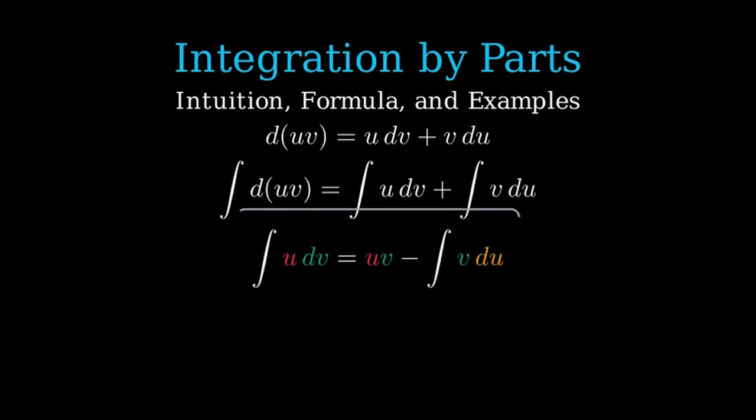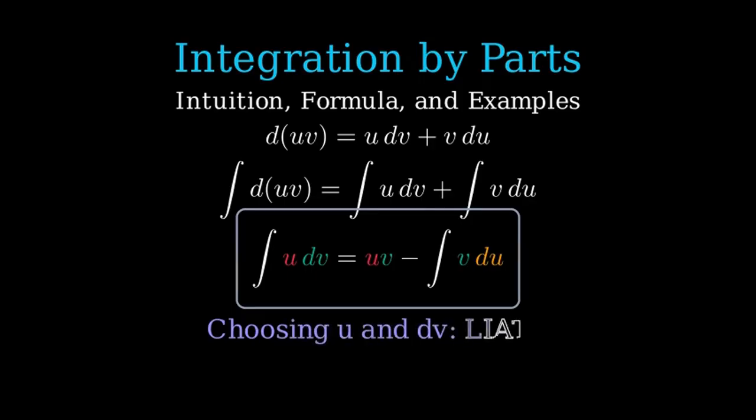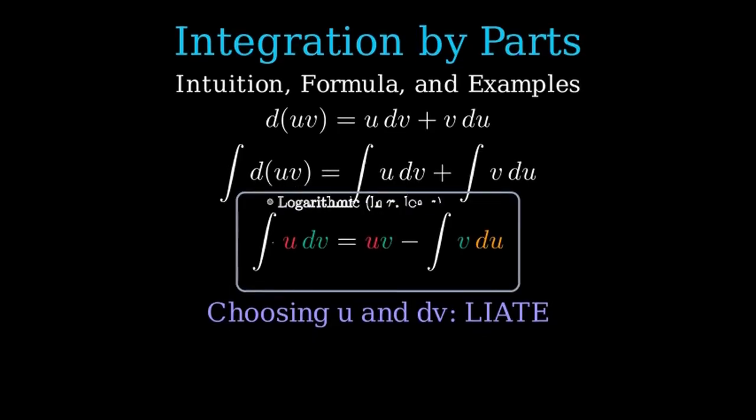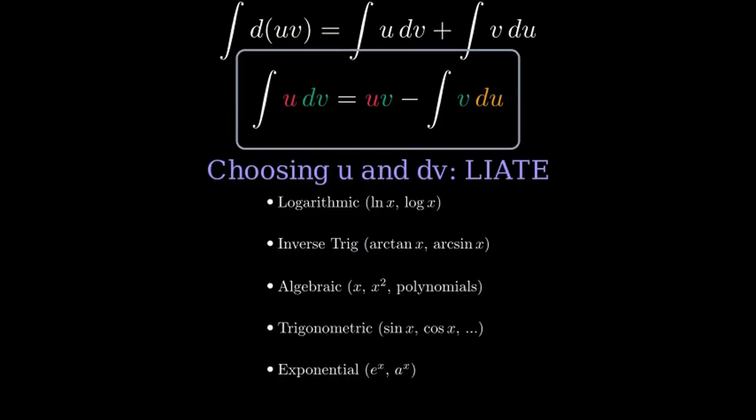Here, u and dv are your choices, and v is the antiderivative of dv, while du is the derivative of u times dx. A common question is, how do we choose u and dv? A helpful memory aid is the ILATE guideline: logarithmic, inverse trig, algebraic, trigonometric, exponential. Typically, choose u from earlier in this list and leave the rest to dv.